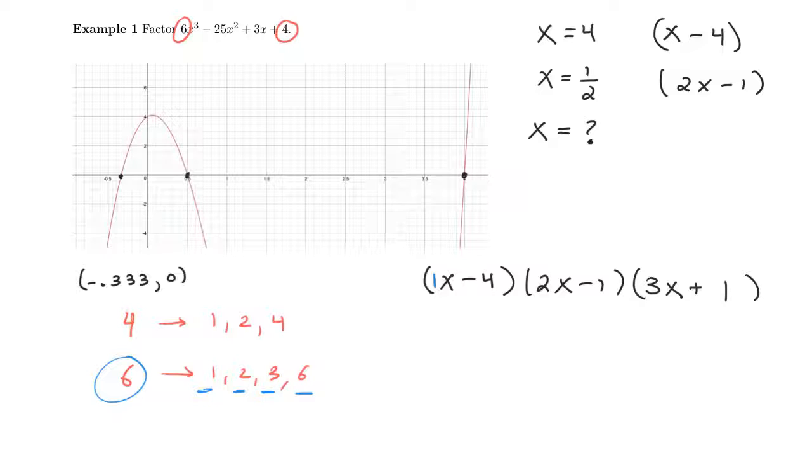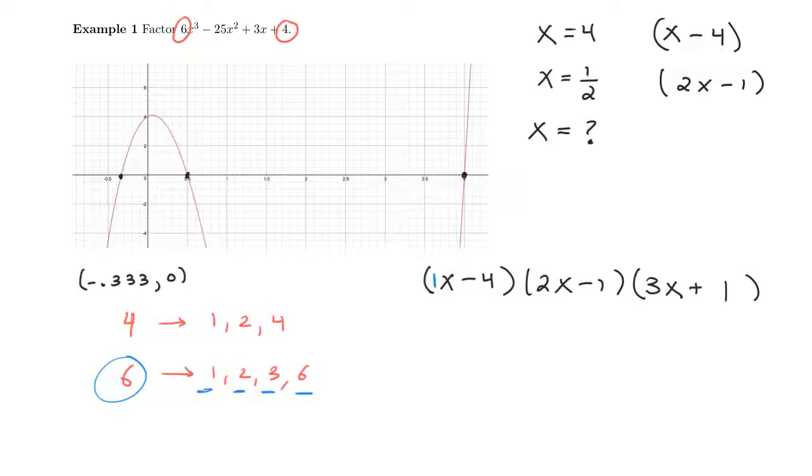And everything matches up perfectly. If I check the coefficients, again, a 1x, a 2x, and a 3x multiply to give me the 6x cubed. The negative 4, the negative 1, and the positive 1 multiply to give me the positive 4.